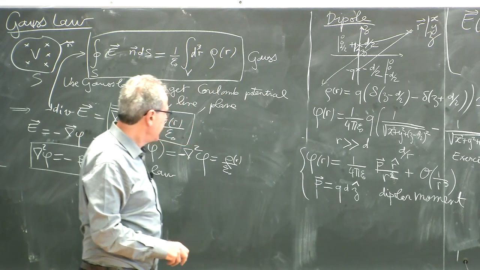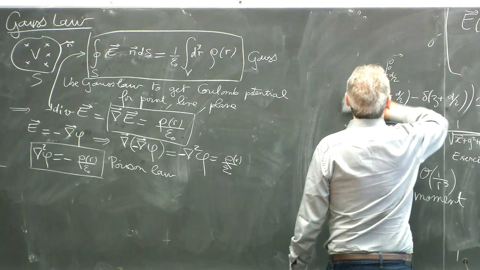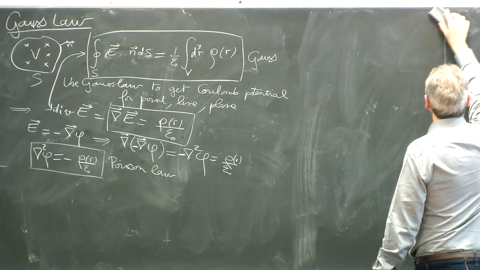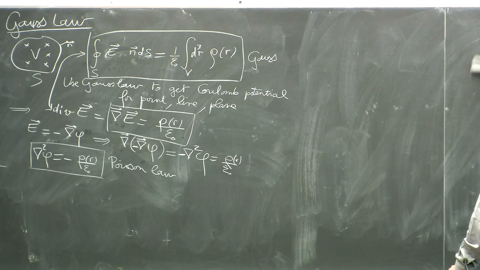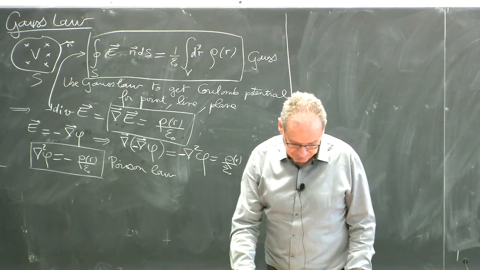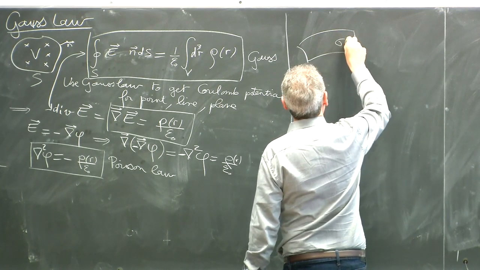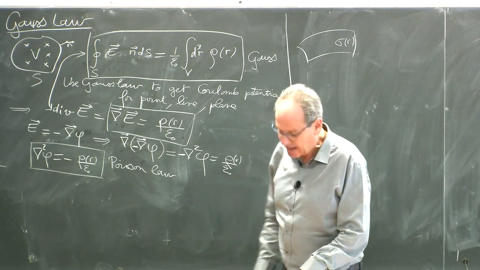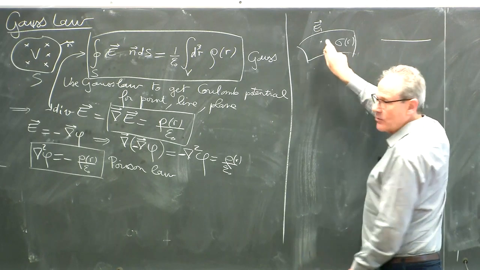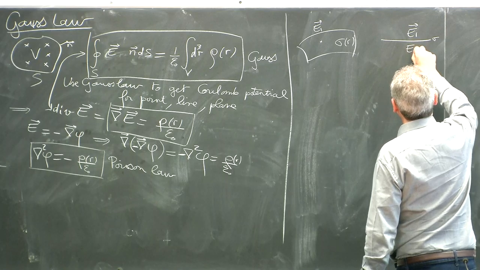Okay, so another important thing is about boundary conditions. Any question about Gauss law? Okay. Boundary conditions. Imagine you have a charged surface with charge density sigma of r. Locally, I take a piece of this surface. Here I have the sigma. On one side, very close to the surface, I have E1, and here I have E2.